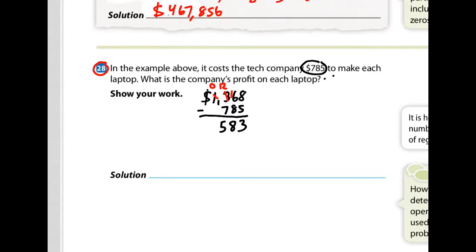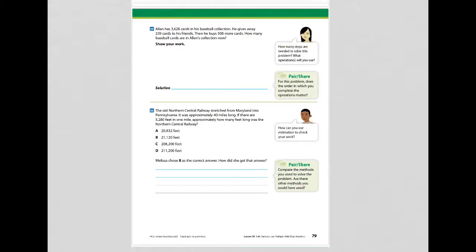So their profit is $583 profit on a laptop. All right, not a bad profit. Okay, so if you messed up, pause the video and make your correction. But we're going on to number 29.